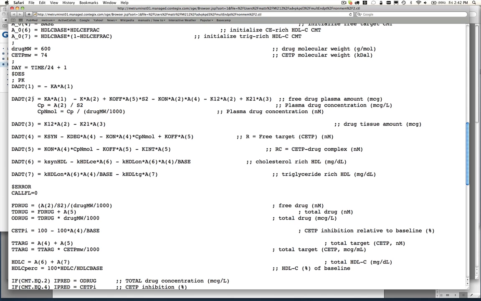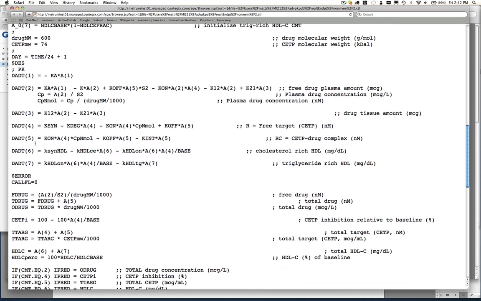So just when we go down into actually figuring out what the observations are, you need to think about the fact that we're going to have to add this plus this, and then actually back convert it out of nanomolars and into the reported concentration units. Likewise for CETP, we're going to have to add 4 and 5 together, and also take it out of molar quantities and back into the reported concentration units.